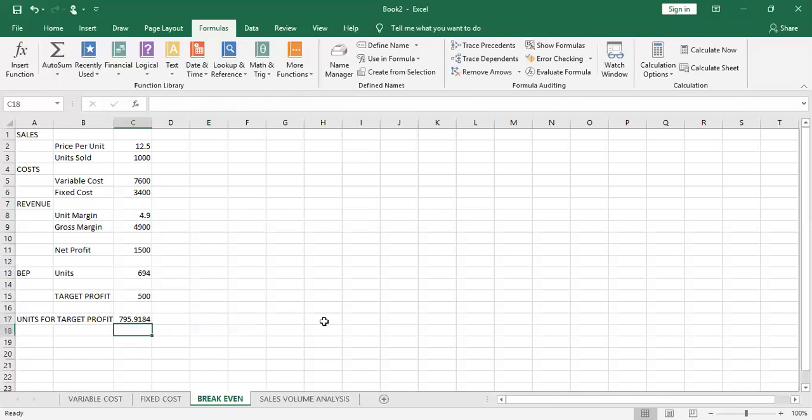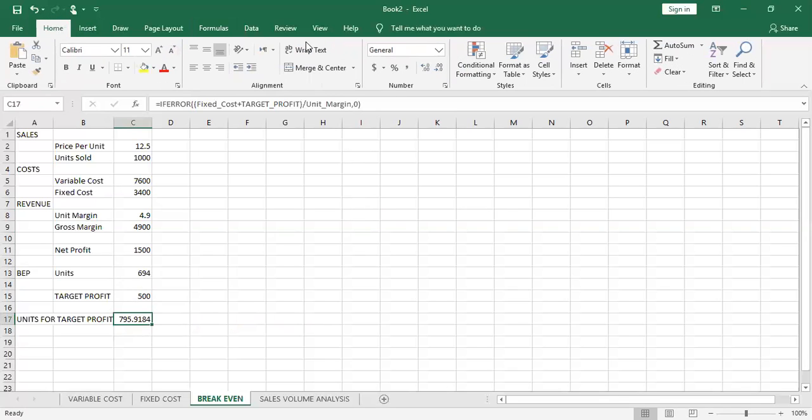Now, when I finish, I accept this and round this to the nearest whole number. So this is telling us that if we sell 796 units, we are going to make a profit of 500. We can test to see whether indeed if we sell this, we will make a profit of 500 cedis.